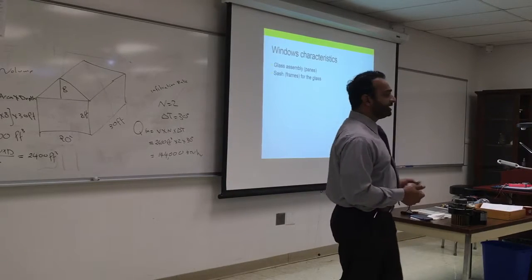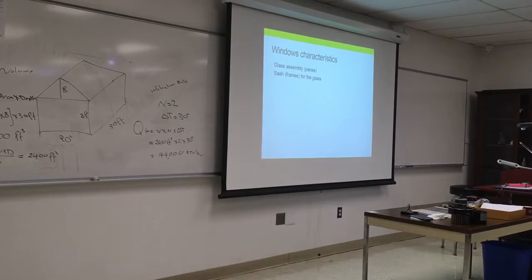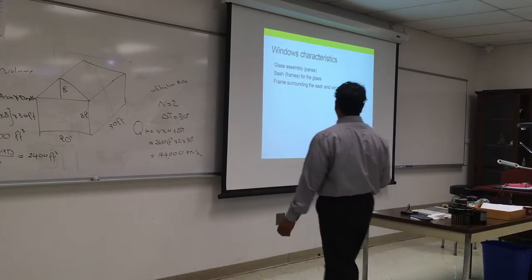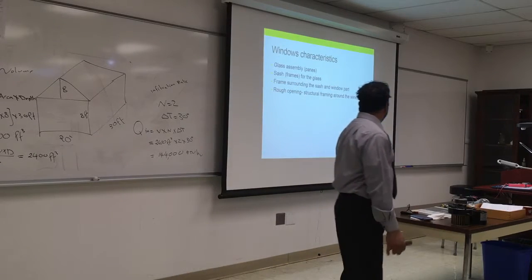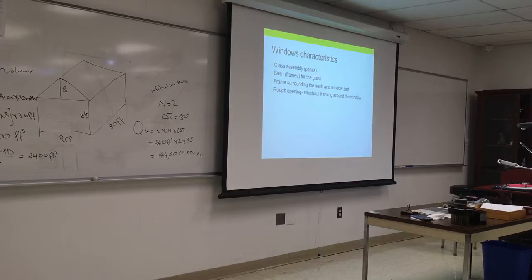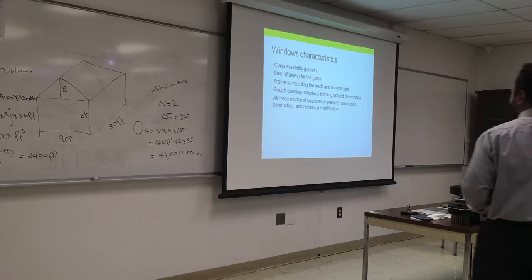Sash, the frames of the glass, and again, those can be made of a lot of materials. It could be wood, vinyl, or aluminum, and they all have their pros and cons. We'll talk about that as well. The frame surrounds the sash and window part, the rough opening, and the structural framing around the window. Again, that's something you want to pay attention to very well: what kind of rough opening do you have, and how insulated it is. And make sure you have complete caulking around it, because this is another area people don't pay attention to, and it lets in a lot of air.